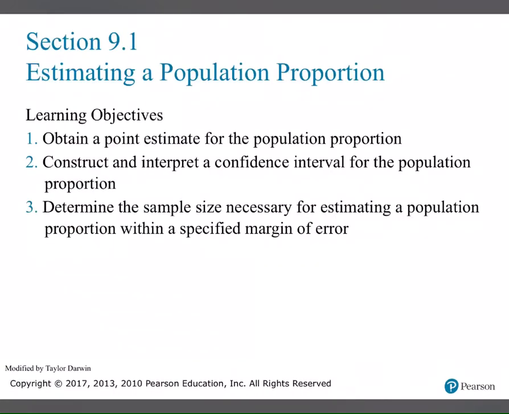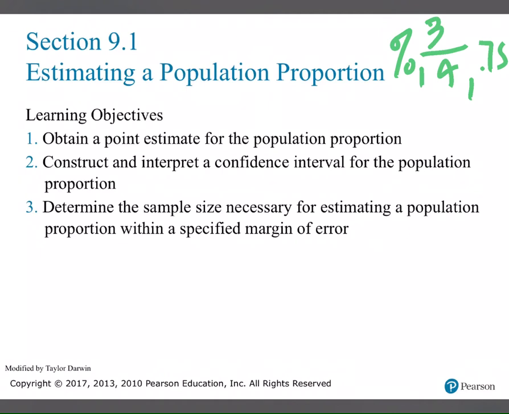So, 9.1 is about population proportion. Once again, a proportion is just a percentage, a decimal, or a fraction. I'm just going to write an actual fraction: 3/4 or 0.75.